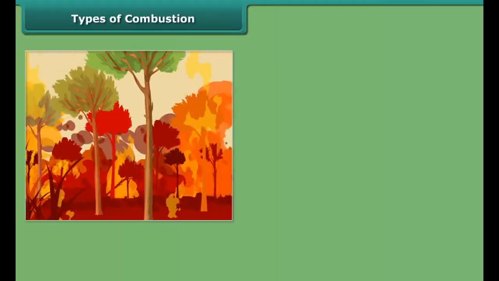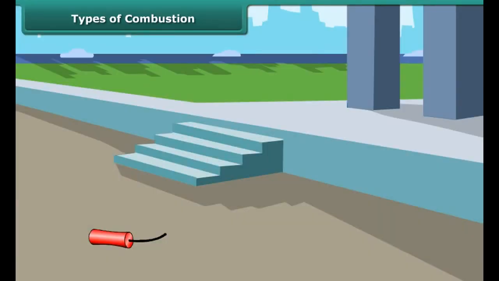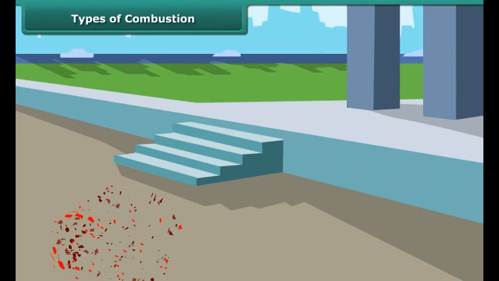When white phosphorus is left in the open for some time, it catches fire. This type of combustion is called spontaneous combustion. Other examples of spontaneous combustion are forest fires and fires in coal mines.